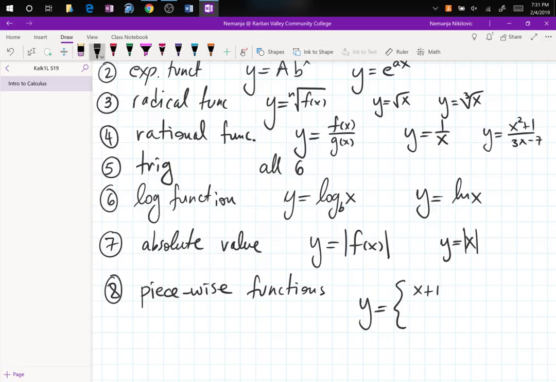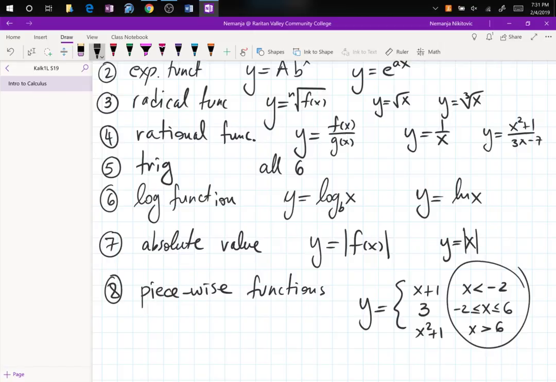So let's say you have x plus 1 for all x less than -2. Then you have the function equal to 3 for all x in between -2 and 6. And then you have x squared plus 1 for all x bigger than 6. Generally, you freak out when you see that. That's all just 3 functions in one, and each function is active at a different part of the domain. And which part? That's given right there.